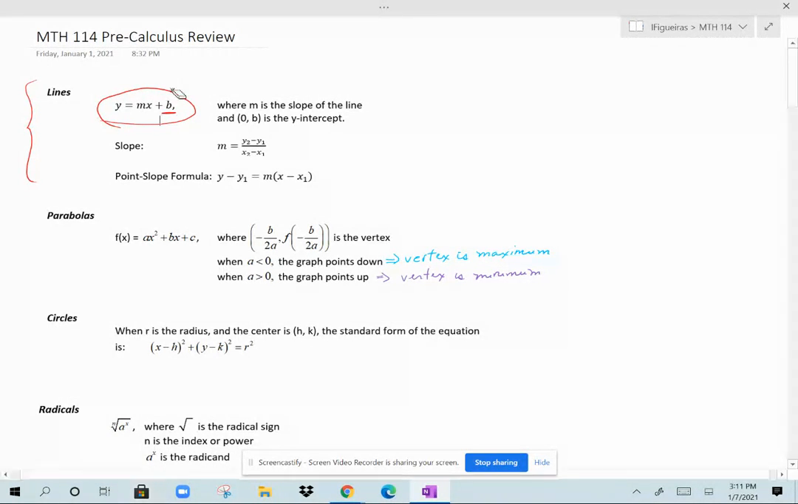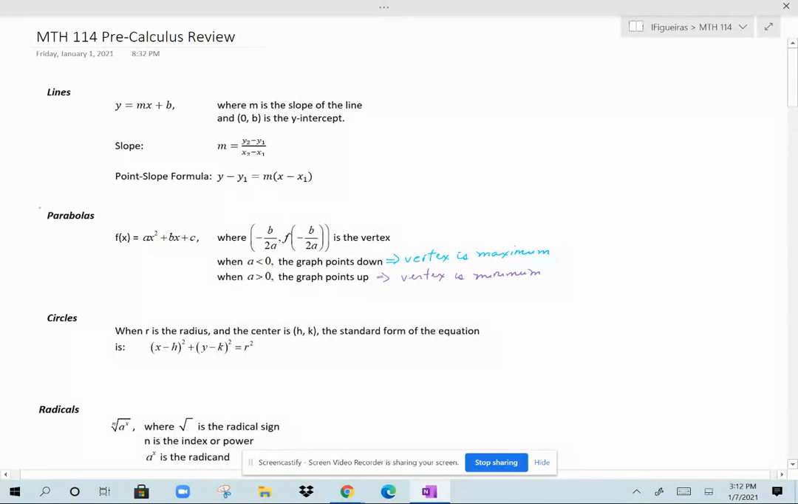We can compute the slope of a line if you know 2 points on the line. The slope is computed by taking the difference in the y-coordinates divided by the difference in the x-coordinates. You can also find the equation of a line by using the point-slope formula, where you plug in the point (x1, y1), which is any point on the line, and the slope m, and solve for y, and then you will have a line in slope-intercept form. So we'll be using all of this information in calculus.